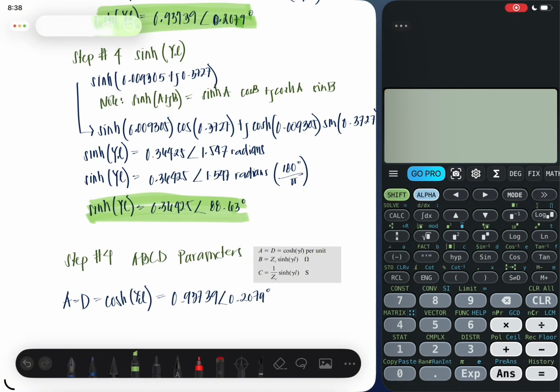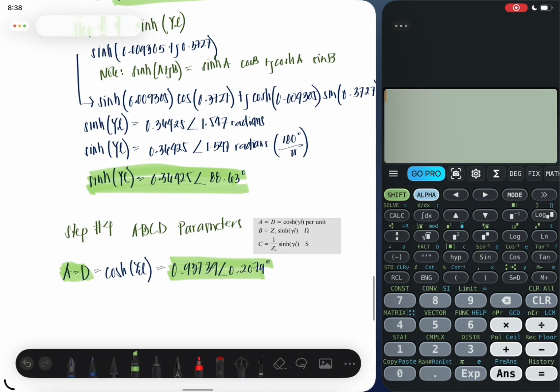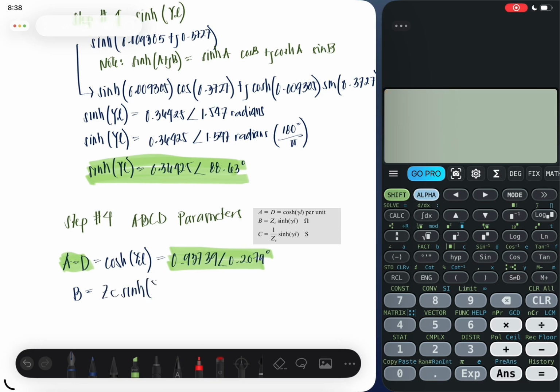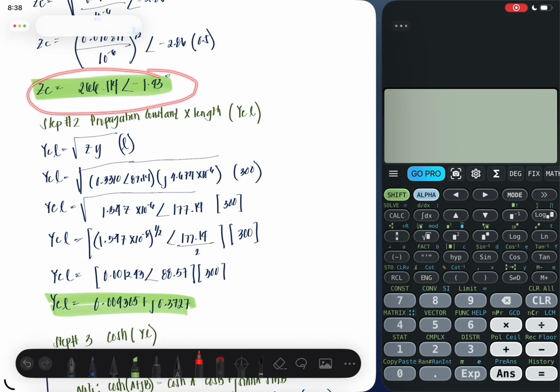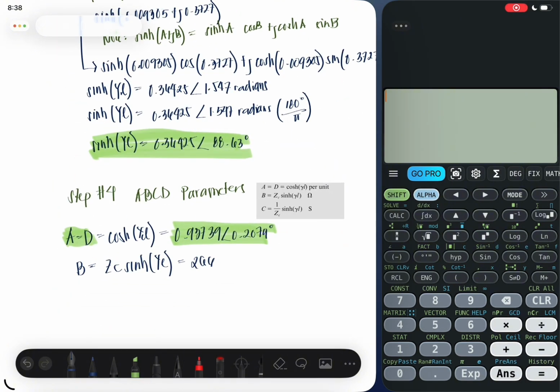To find parameter B, multiply the characteristic impedance we calculated in step 1 by the hyperbolic sine value from step 4. The resulting value represents the series transfer impedance of the line, measured in ohms.